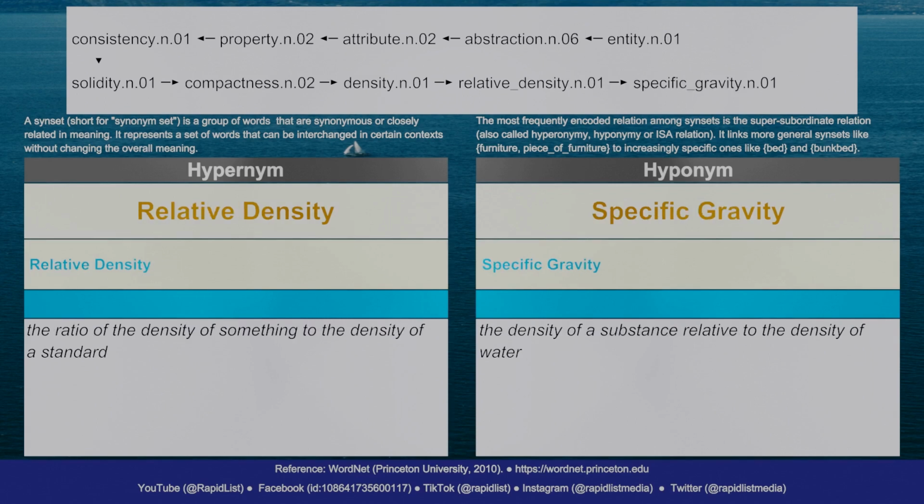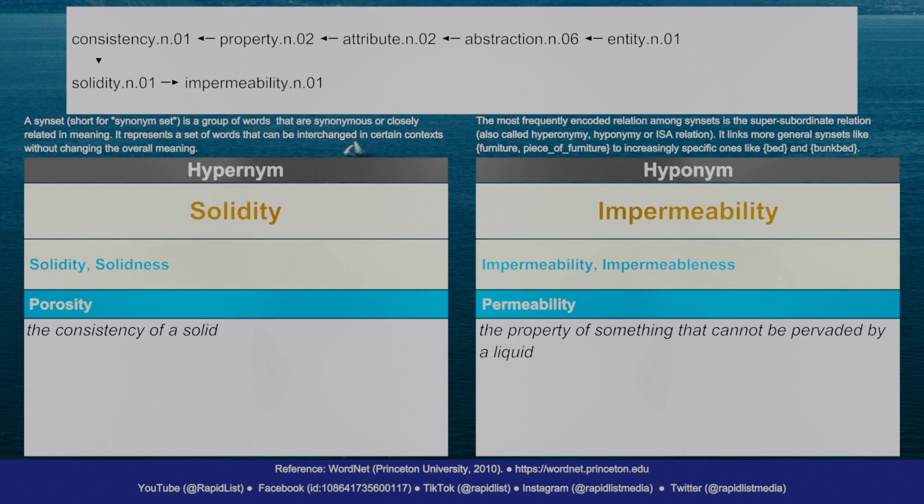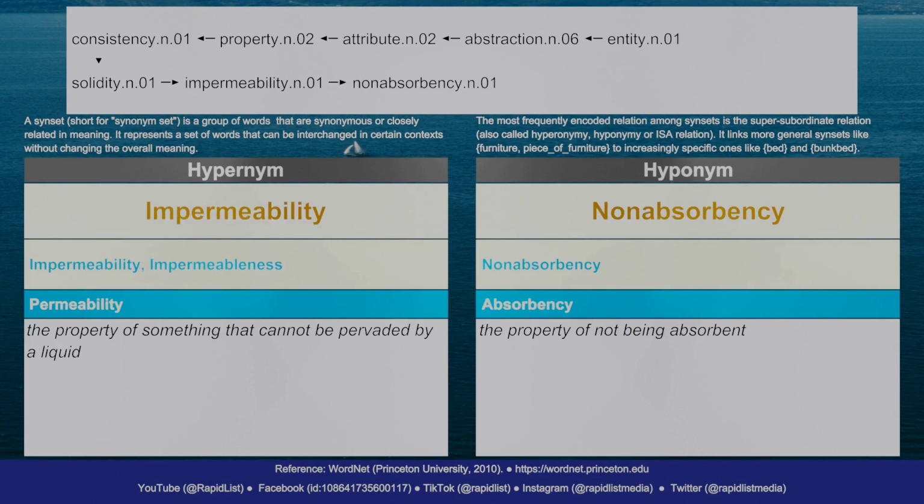Specific gravity. The density of a substance relative to the density of water. Vapor density. The density of a gas relative to the density of hydrogen. Impermeability. The property of something that cannot be pervaded by a liquid. Non-absorbency. The property of not being absorbent.